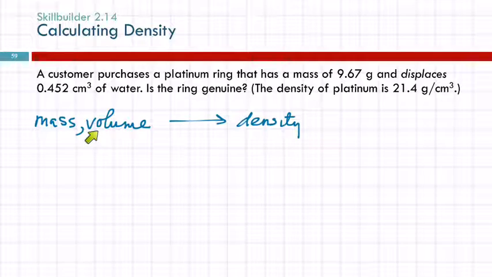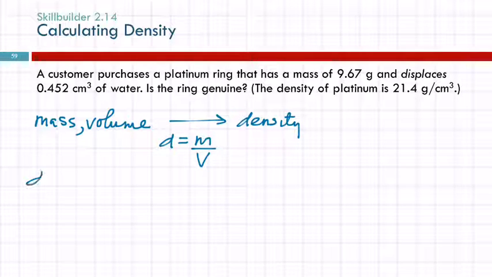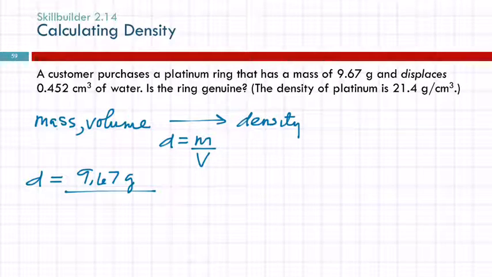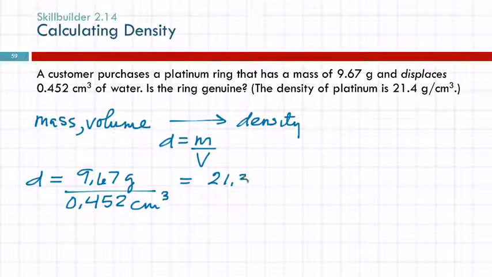So we're given mass and volume, and we're asked to find the density. The equation is D equals M over V. So the density is equal to the mass, 9.67 grams, divided by the volume, 0.452 cubic centimeters. 9.67 divided by 0.452. This gives me 21.39380531.